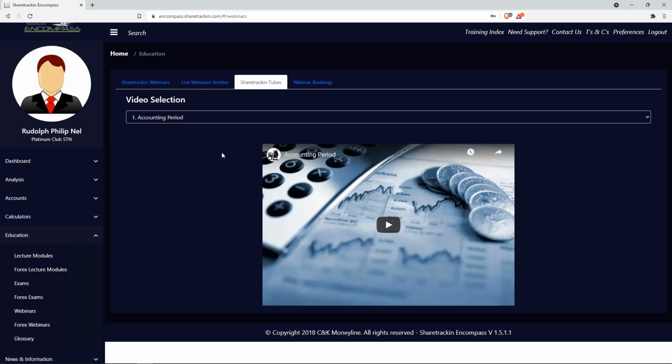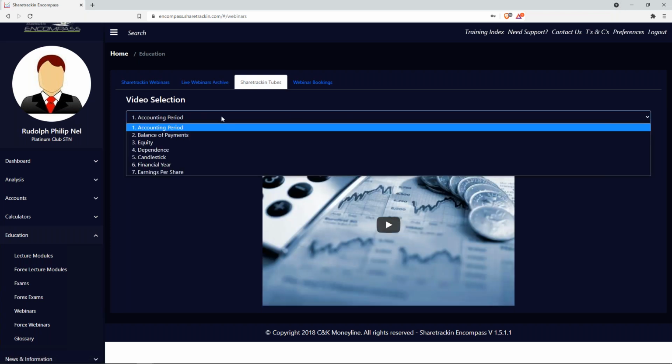Then you've got your Sharetrackin tube. This is a little bit more advanced than the normal videos. It would tell you basically how to calculate your accounting period, your balance of payments, what is equity, dependence, candlesticks, the financial year, how to read the financial year statements, and then earnings per share.